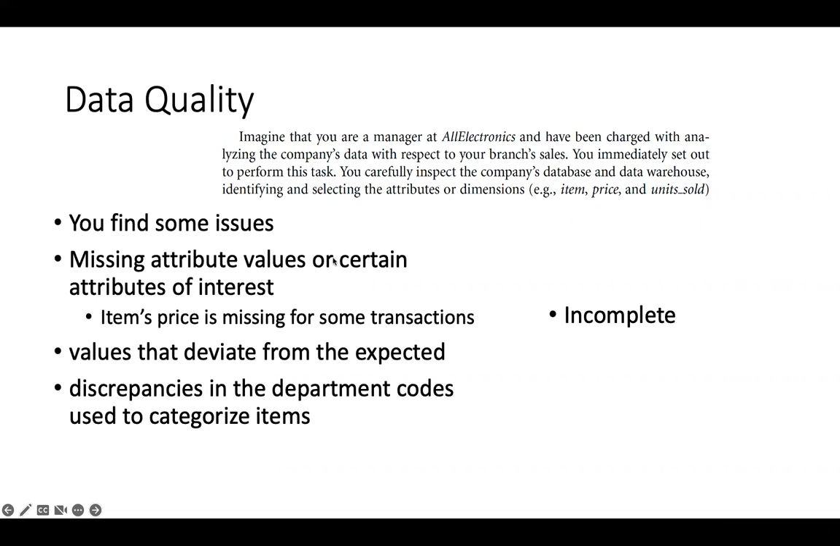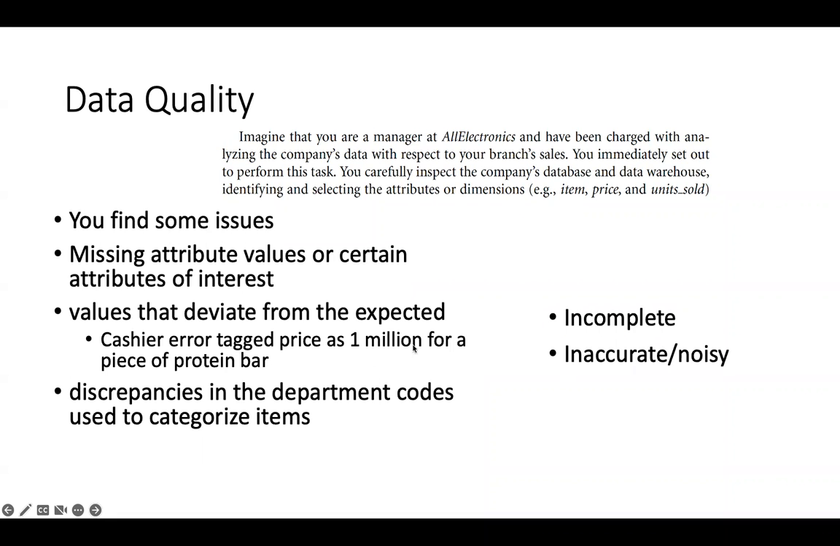However, you find that you have some issues, right? For example, here, the item price is missing for some transactions. So from these dimensions we've mentioned, we notice that there's a missing price of an item in some of the transactions that we have. It could be 10 or 5 or 20, whereas we have missing values. Now, this is a scenario where we have something called incomplete data, where you have missing attribute values, or you're missing certain attributes of interest. Data here is incomplete, okay?